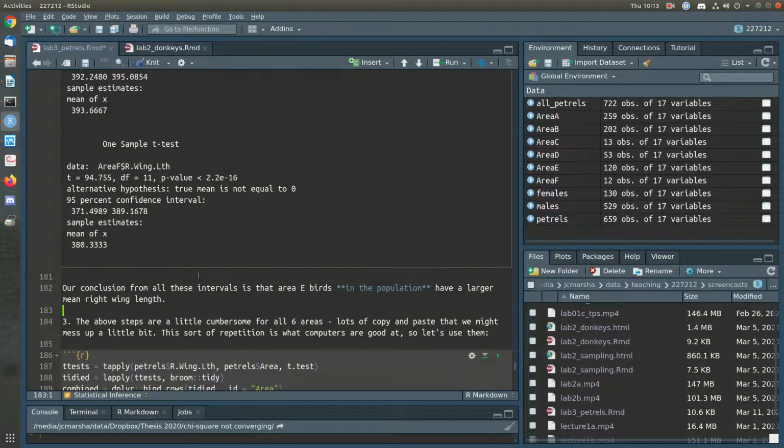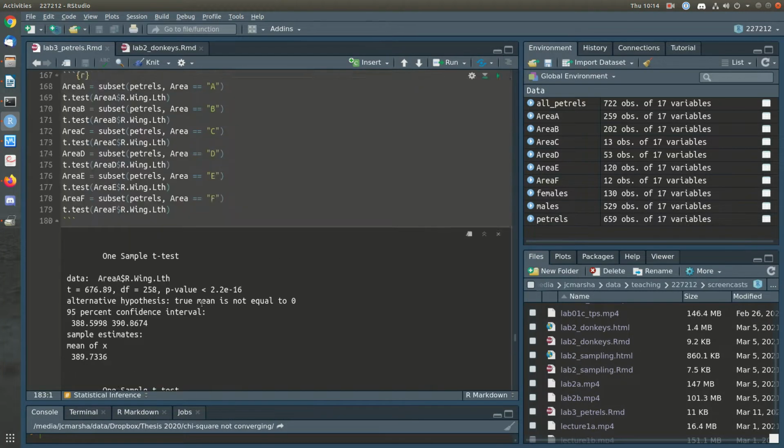Now remember, we're not talking about the right wing length of all area E birds, rather we're talking about the average of them, right? So individuals are going to be spread a lot further than the range that we're giving here. So this is the uncertainty for the mean. Obviously the individuals will be even further away from the mean than this uncertainty interval. The mean, of course, would have a much smaller uncertainty than individuals would have. We'll look a little bit at how we can get uncertainty for individuals in semester 2 when we look at modelling.